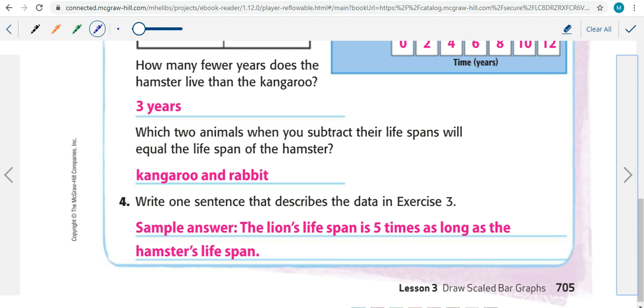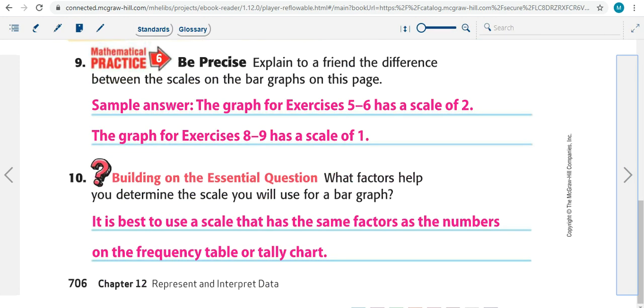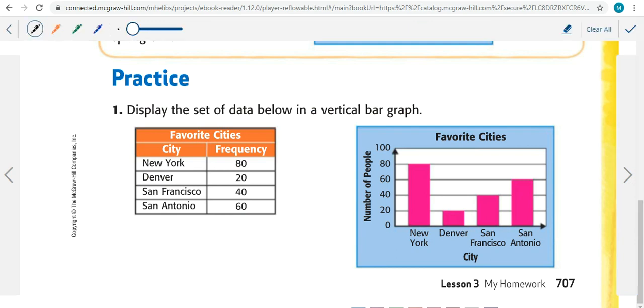Turn your pages, please. Now, problem solving, we do not do it. So please turn your pages. Now, display the set of data below in a vertical bar graph. Now remember, vertical like this and horizontal like this. Now, how do you do these bar graphs?